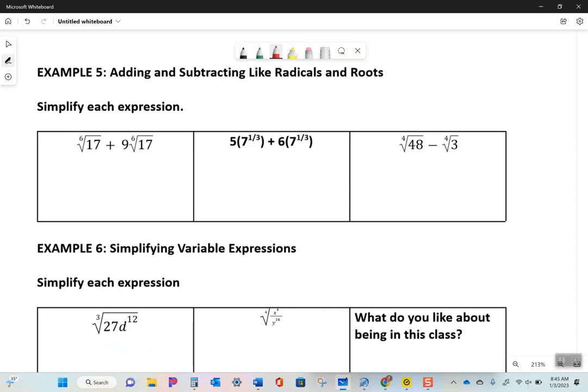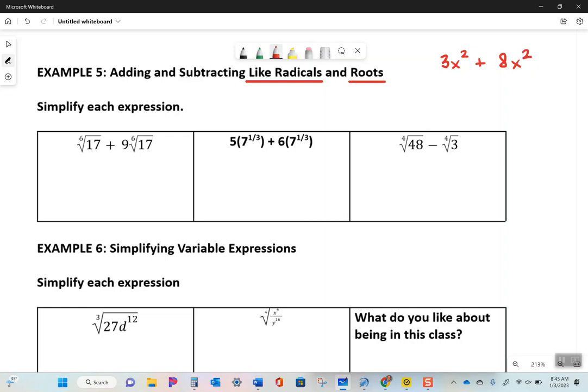Guys, example 5 starts talking about adding and subtracting. The thing you need to underline or highlight right here, what's this? Like radicals and what else? Okay, think of this. This is kind of like combining like terms. So if I had something like 3x squared plus 8x squared, you guys know enough to say, that's going to combine to what?